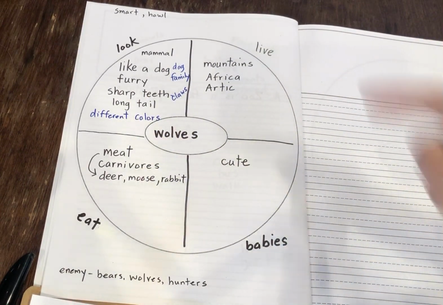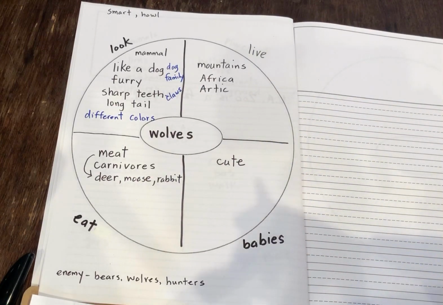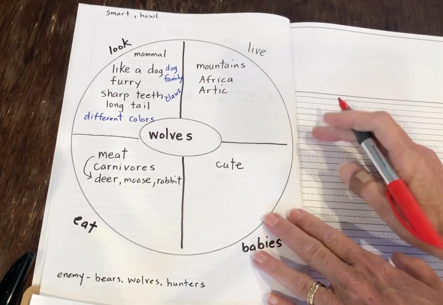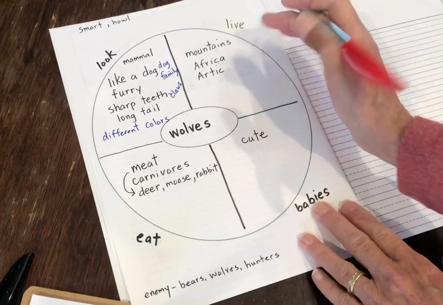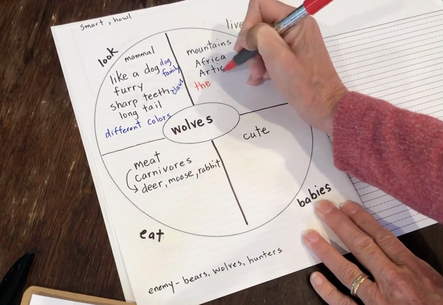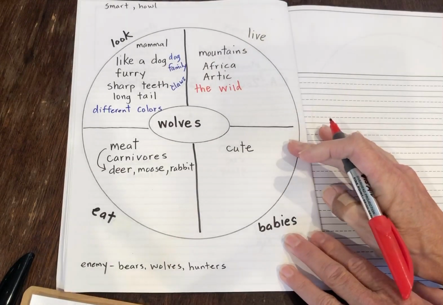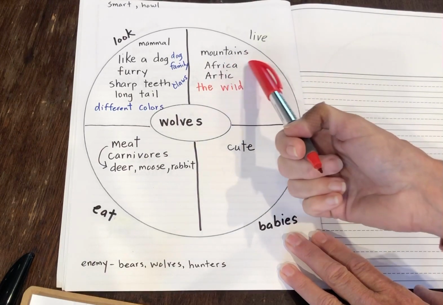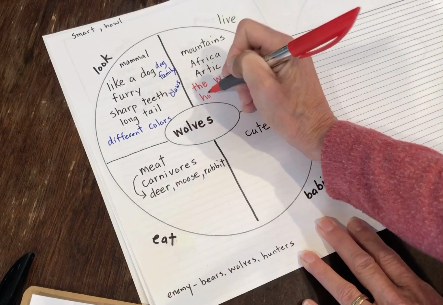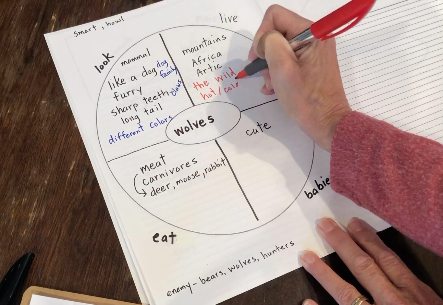All right, now I'm going to add a little bit about what I learned about where they live. So I'm going to choose my red now to add on, because where they live, I want to keep that information together. They live in the wild. They're wild animals. They're not like pet dogs. So they live in the wild. And I learned that they can live in, like Africa is mostly hot places, and the Arctic is cold. So hot and cold places.